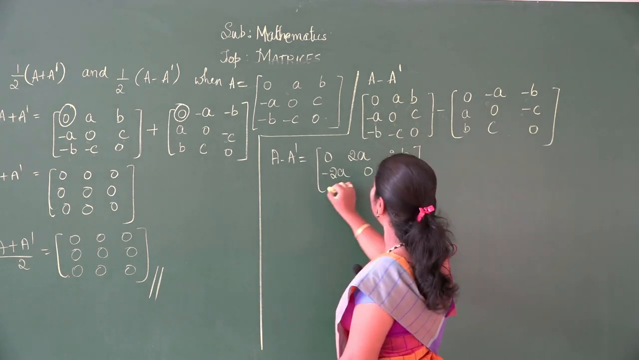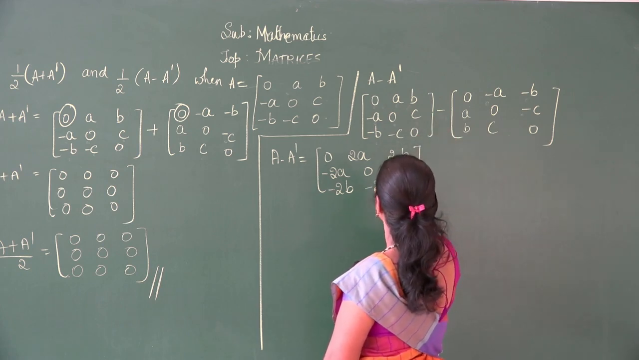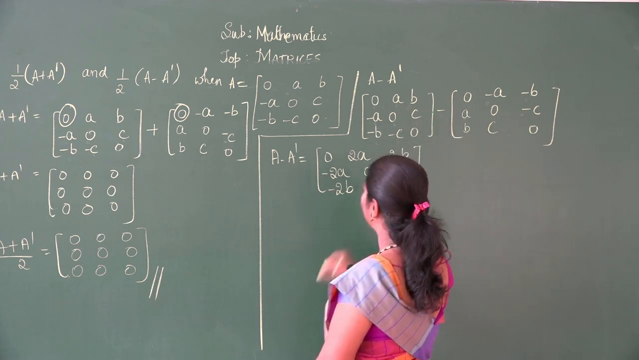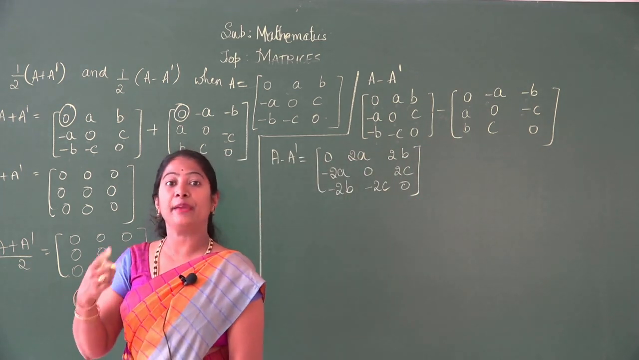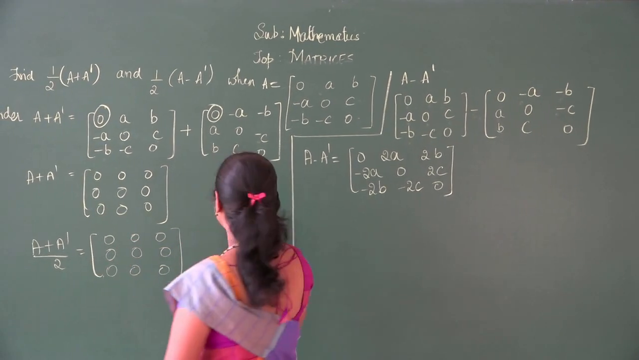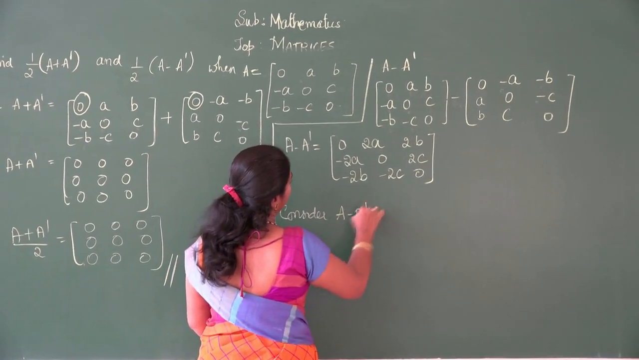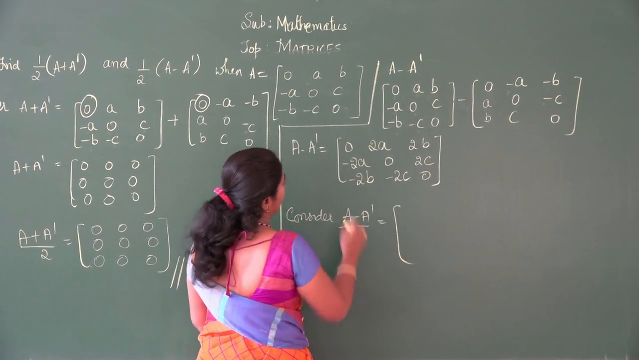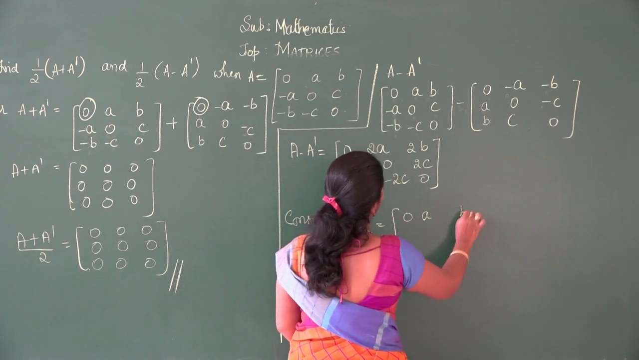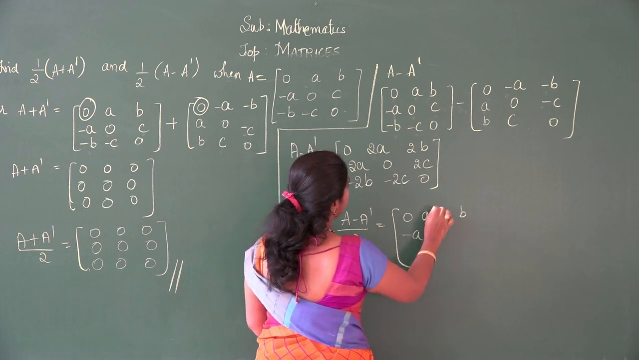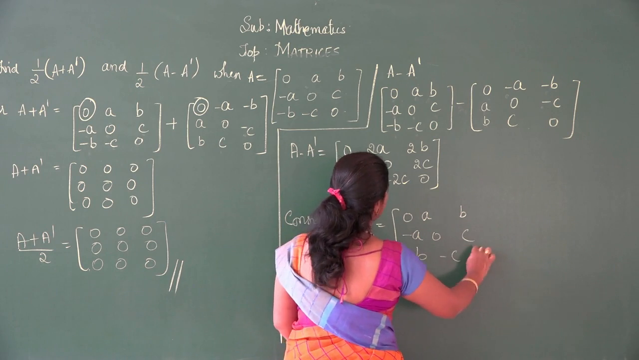Minus B minus B is minus 2B. Minus C minus C is minus 2C. 0 minus 0 will be 0. This is A minus A dash, but we are supposed to find A minus A dash by 2. The next step, consider A minus A dash divided by 2. So that is 0, 2A divided by 2 will be A, B; minus A, 0, C; minus B, minus C, 0.